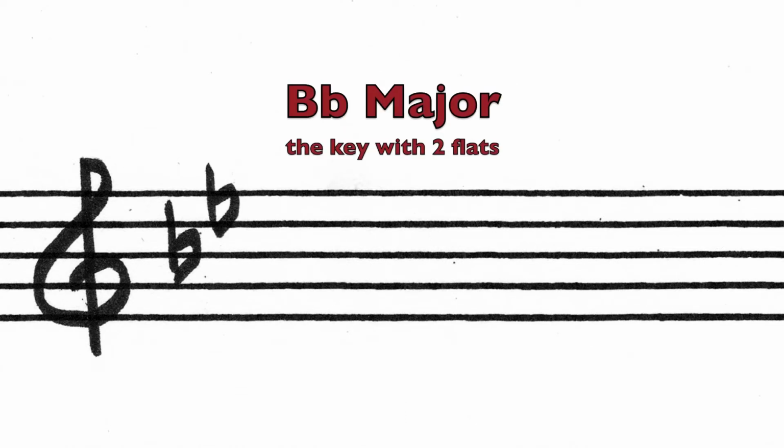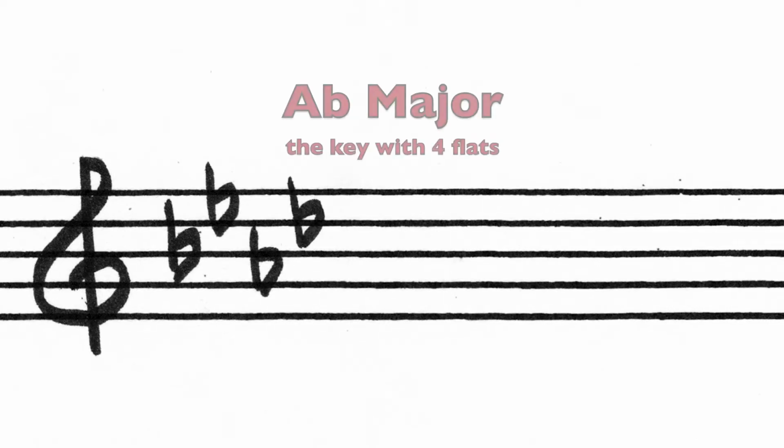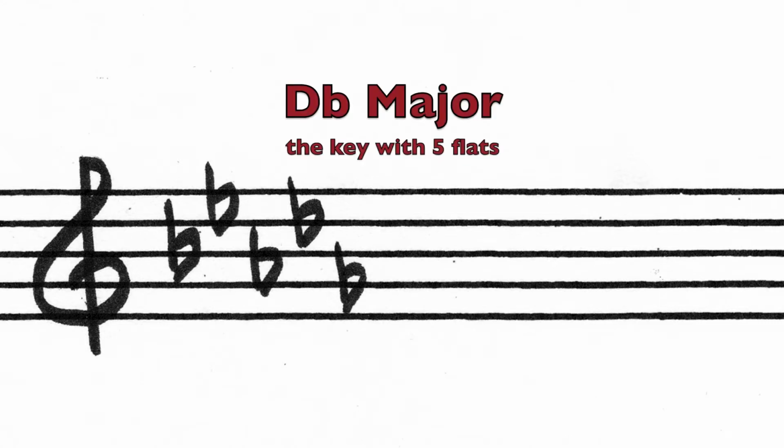The key with 2 flats is B flat major. For the third flat, we go down a fifth to A flat. 3 flats is the key signature of E flat major. The fourth flat goes up a fourth to D flat. The key with 4 flats is A flat major. The fifth flat then goes down a fifth to G flat for the key of D flat major.